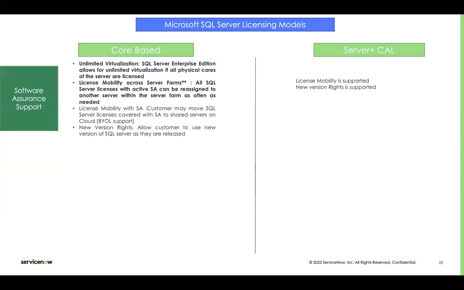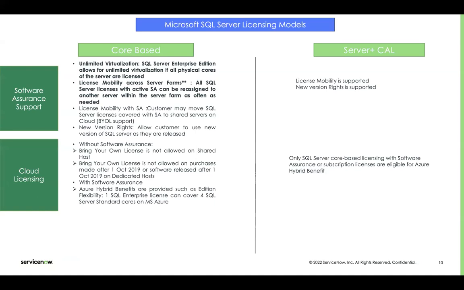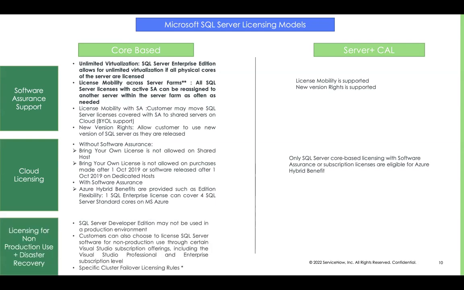If you go into more details, such as Software Assurance, with Software Assurance you get unlimited virtualization on SQL Server Enterprise, which allows for an unlimited number of VMs to run if the host is completely licensed. You get license mobility across server farms, wherein the licenses can be assigned to the VM as often as needed as it moves across the clusters. And so on and so forth. There are licensing rules for cloud licensing and for non-production use as well. So this is a brief of the licensing rules of SQL Server.